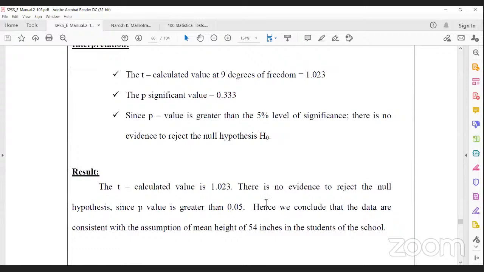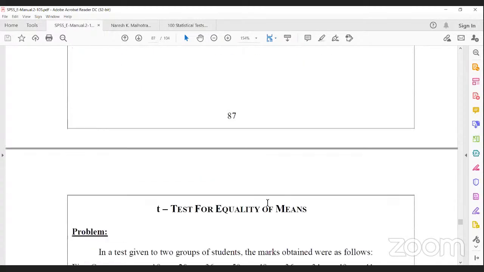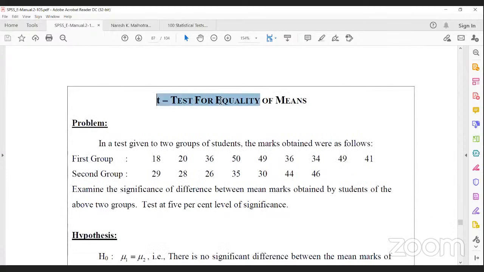So I'm moving to the next one, the t-test for equality of means. Now what we are doing here is comparing two samples, not with the population. Before that, we did the comparison with the population mean. But here we are going to do it with the sample means of two groups.